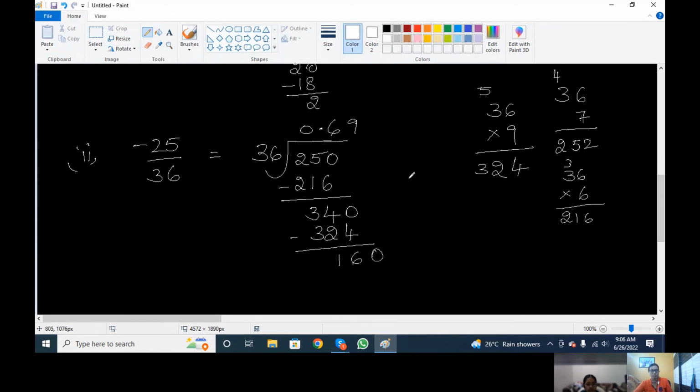Now 160. If I put 2 here, 2 3s are 6, 4 3s are 12. It's near. Here we have a 16, so we need to check. 3 5s are 15, so either 4 or 5 we can use. Let's check 5: 5 5s are 25, 5 3s are 15, 16, 17. It is greater than this. So let's go for 4. 4 5s are 20, 4 3s are 12, 12 plus 2 is 14. So we can take 140.